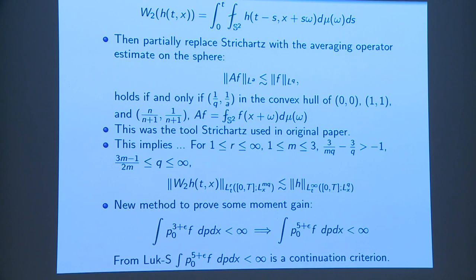And then there's a new argument to prove that if the 3 plus epsilonth moment is bounded, then the 5 plus epsilonth moment is bounded. And from my paper with Jonathan Luk, the 5 plus moment being bounded is a continuation criterion, therefore the 3 plus epsilon moment being bounded is also a continuation criterion, and that's how you reduce.